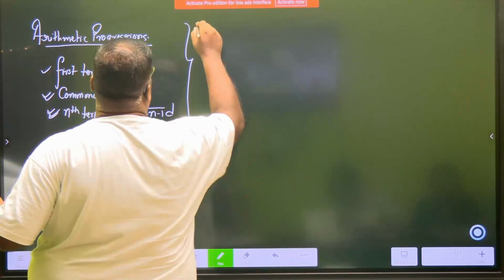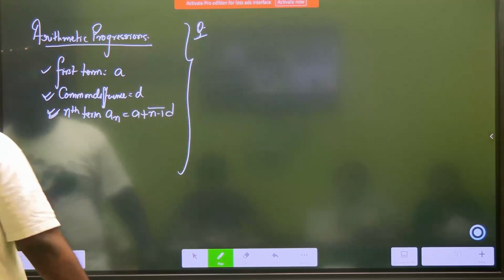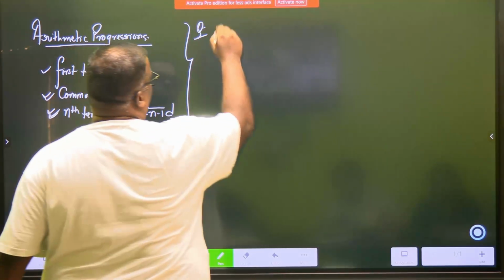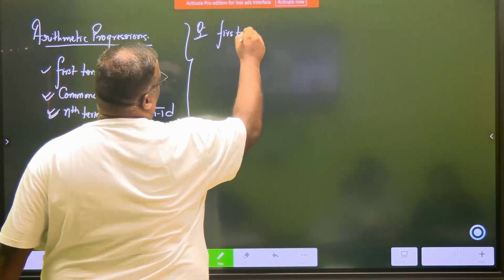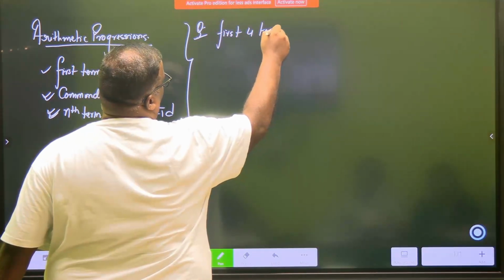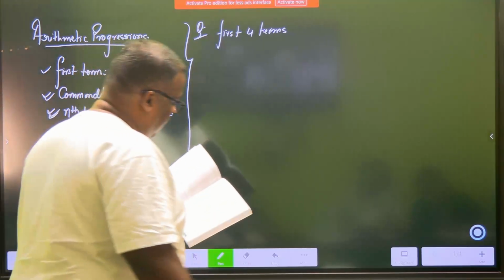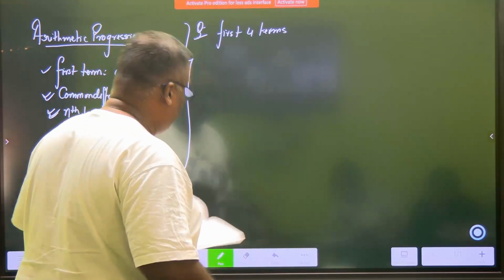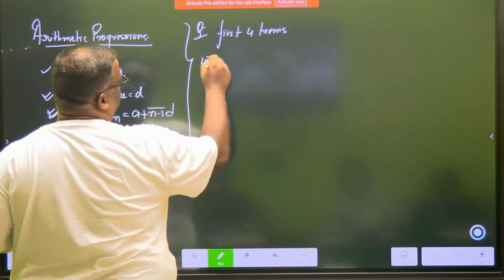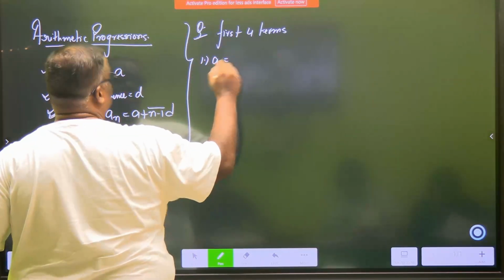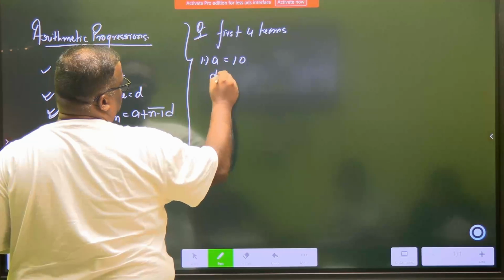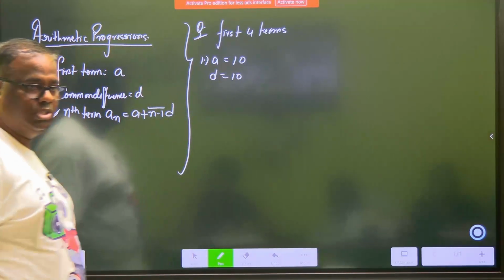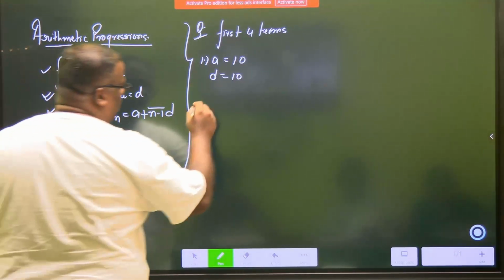Okay, let's take the first type of problem. It says write the first 4 terms of an AP, and they will give you some formula. The first term A is 10, and the common difference D is also equal to 10. So very easy. We can make our first term.